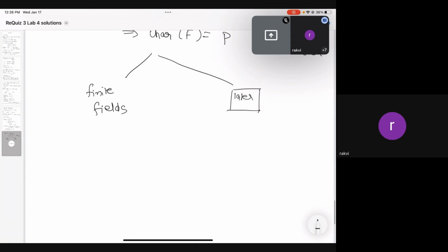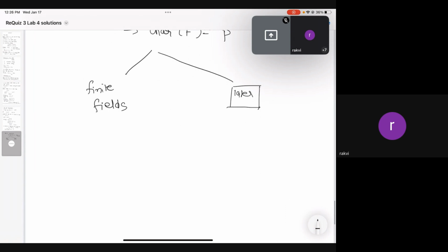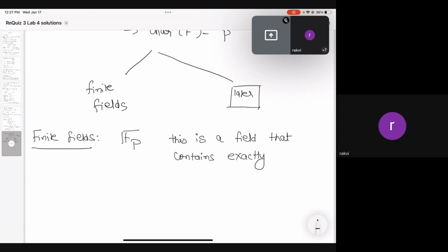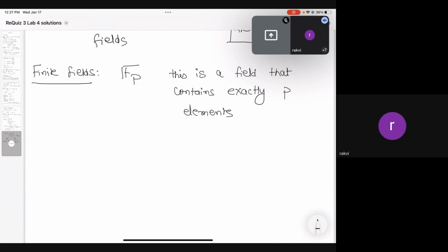Anyway, that brings us to finite fields. So what are these? Let me start by talking about F_p. What does this notation mean? F sub p, where p is a prime, and not necessarily an odd prime. It can be 2 also. This is a field that contains exactly p elements. And how is this constructed? What is this field exactly? Let's take an explicit example.